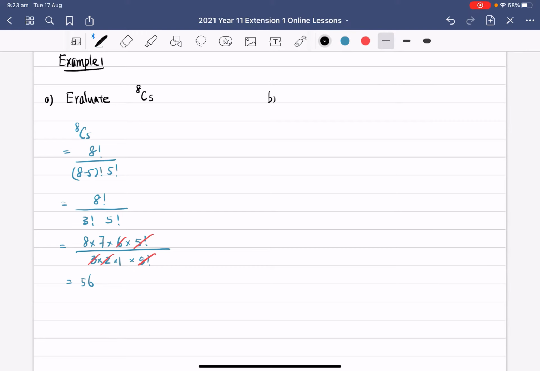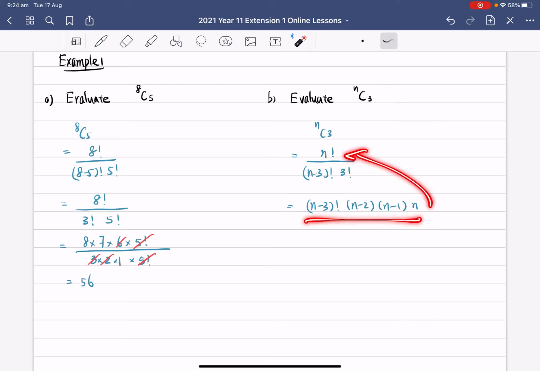Another example would be something not in terms of just numbers. They can also give you questions like nC3 and ask you to evaluate or simplify. If we get nC3, we apply the formula: n factorial over n minus 3 factorial and 3 factorial. Then we can unroll the factorial notation for the numerator, which gives us n minus 3 factorial times n minus 2 times n minus 1 times n. That's how you get n factorial for the top.